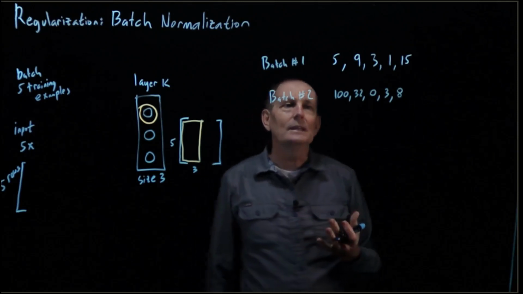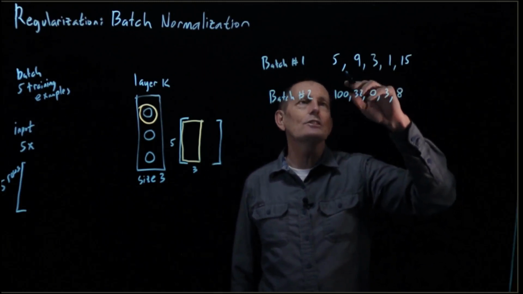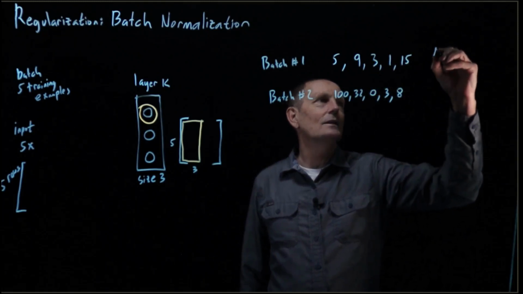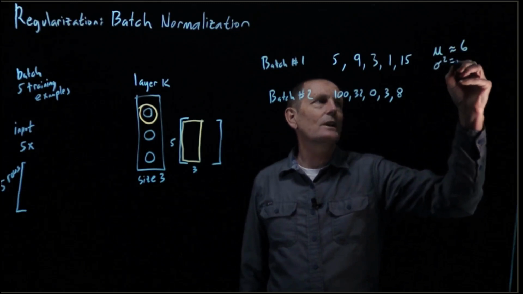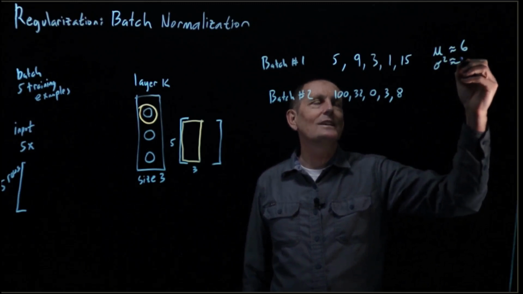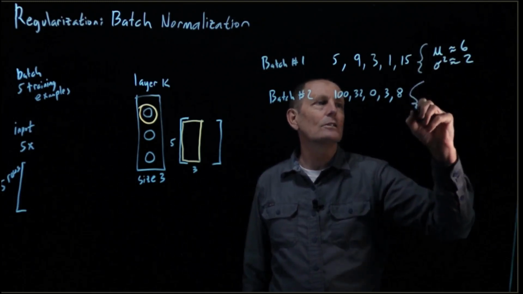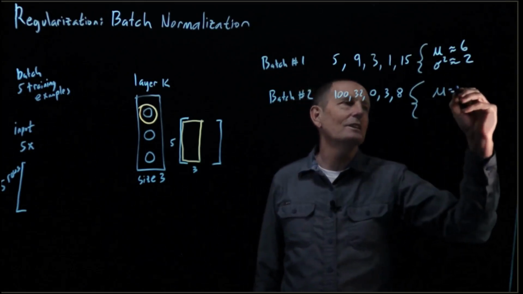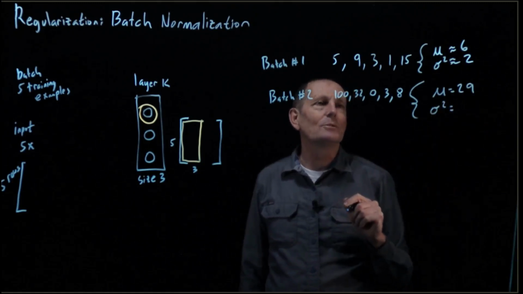So what we can see is that the mean and standard deviation of those are fairly different. Let's calculate the mean and standard deviation of each. 5 plus 9 plus 3 plus 1 plus 15 is 33, and 33 over 5 means the mean is about 6. And we'll say sigma squared is about, and I'm just making up this number, but it's probably within an order of magnitude, let's just make it 2. For this batch, the mean is much different. 100 plus 32 plus 0 plus 3 plus 8 is 143, divided by 5, so that's around 29. And sigma squared is much higher. Let's say it's more like around 10.